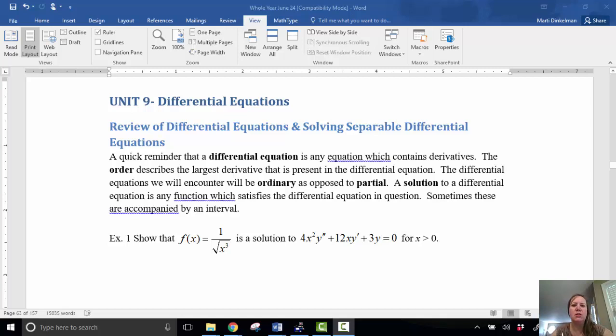So this first section is really just kind of a review of what we talked about in AB. And next section, we'll do a little bit more review with slope fields as well. So just some definitions here.